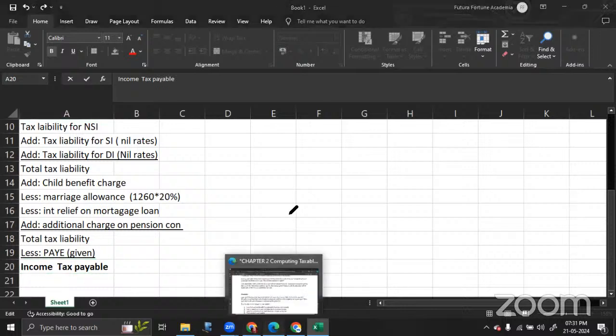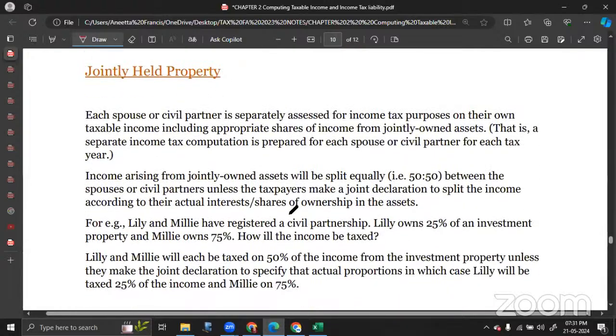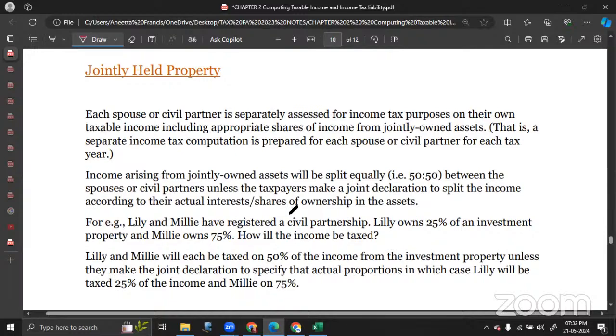Okay, so coming back to jointly held property, sometimes spouses or civil partners will jointly hold properties from which they will receive income. Keep in mind the incomes are split equally. Normally the income, be it rental income or interest income, is split equally. But if they make a joint election to split the income on the basis of their ownership, you will have to split the income on that basis. If no declaration is made, the income is split equally between both the spouses, and then their respective income tax liability is computed.